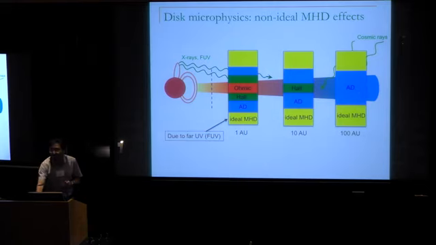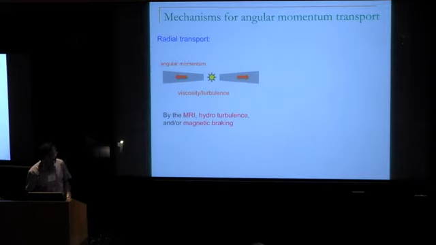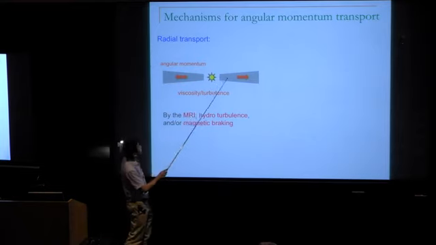All right, so now let's talk about angular momentum transport. There are basically two ways you can transport angular momentum. One is by transporting angular momentum radially outward.